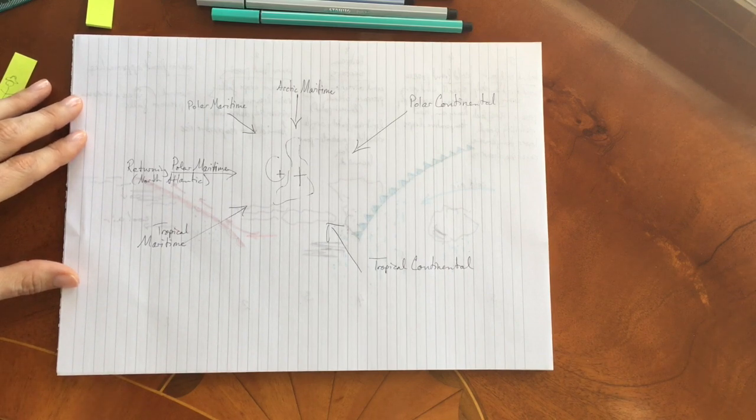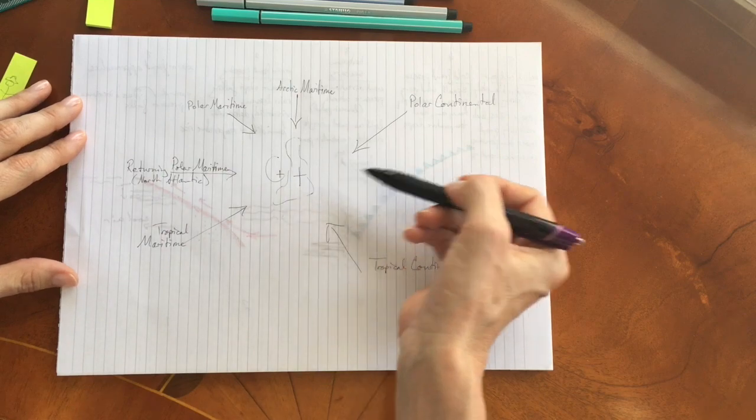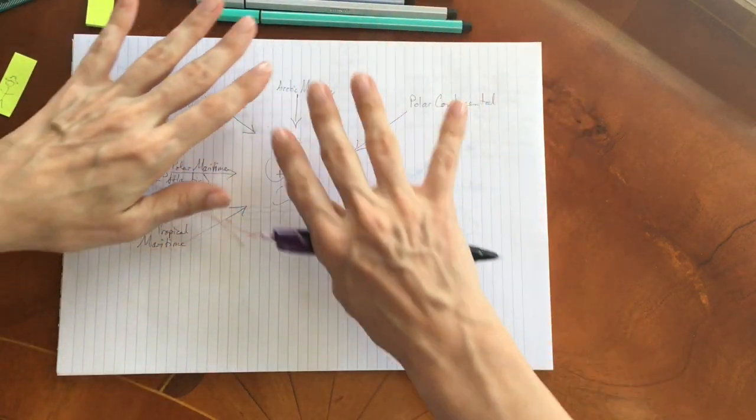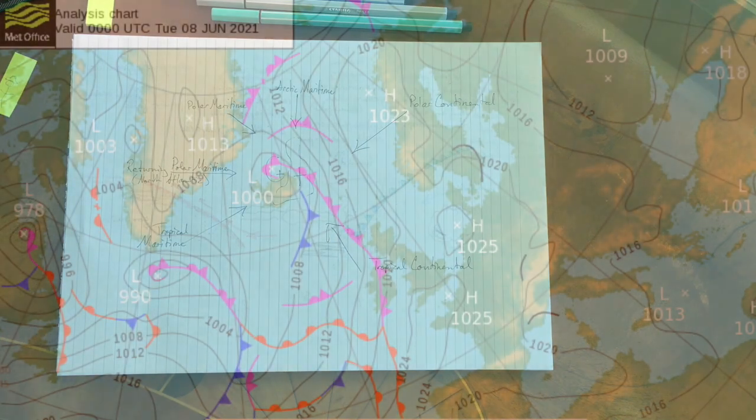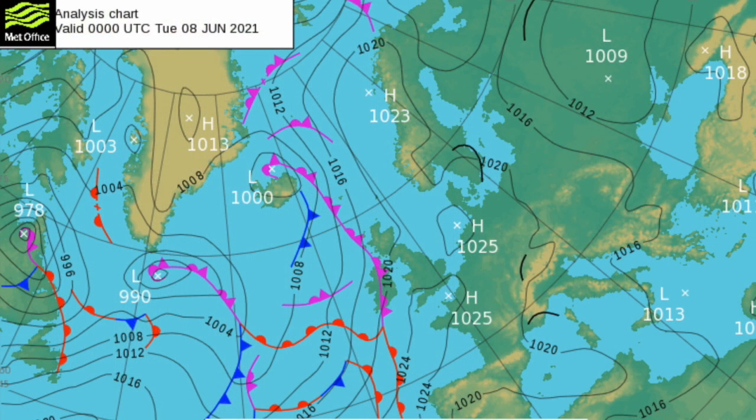It's usually in winter that this comes down because these systems are moving and they kind of get out of each other's way. Let's look at a synoptic chart.